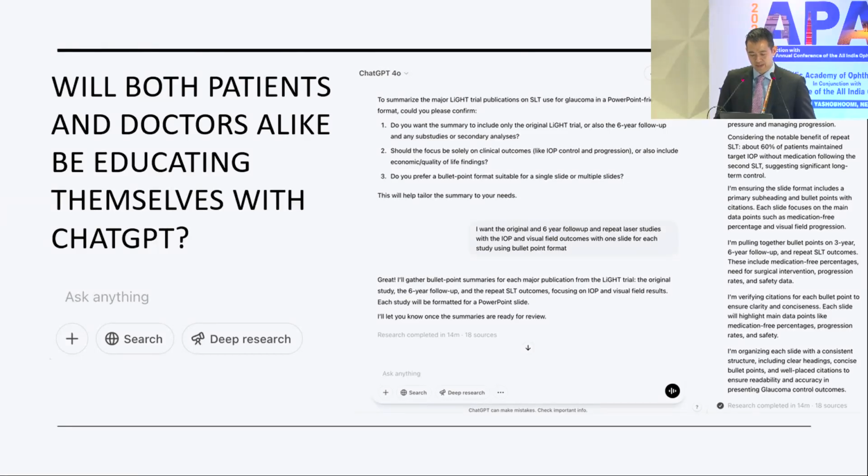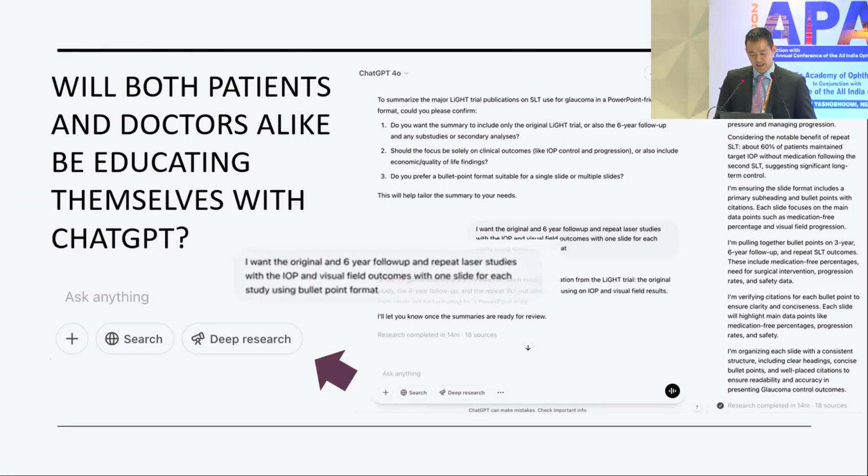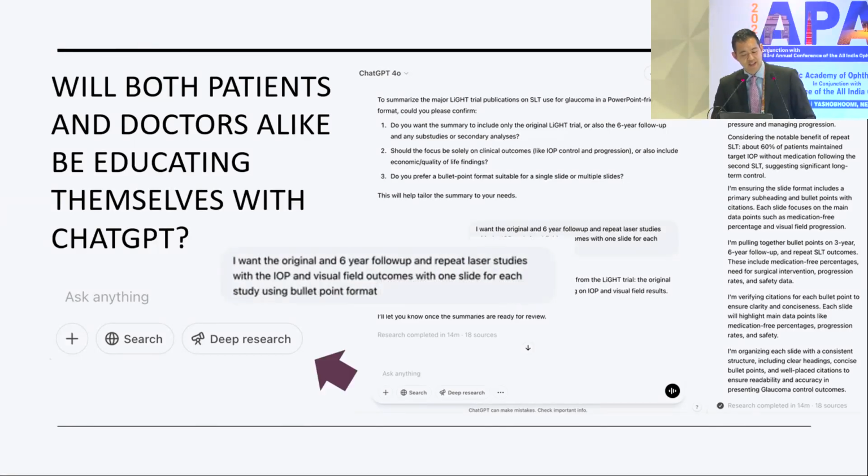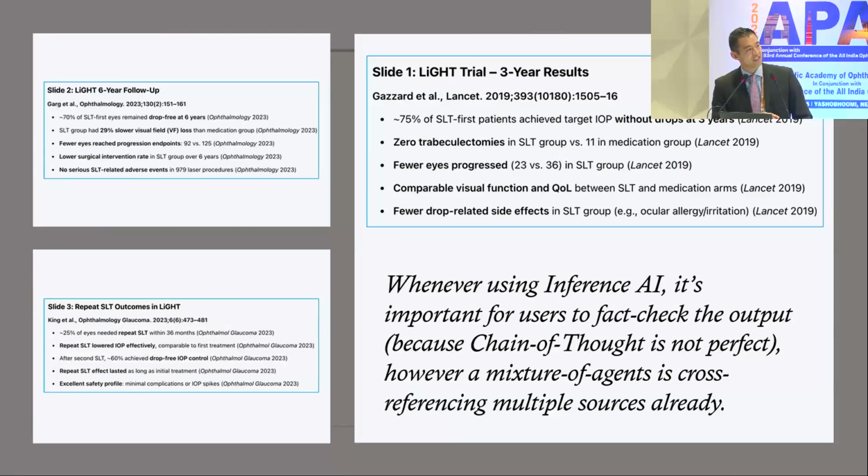So for example, let's say for this talk, I want an original and 6-year follow-up and repeat laser studies with IOP and visual field outcomes with one slide for each study using bullet point format. Click deep research. If you use the deep research methodology on ChatGPT, I just took what it produced. I cut and pasted the outputs. So it was able to summarize the LiGHT trial 3-year results. Now granted, there could be some errors in here. It's not always perfect when you use LLMs, but it's getting better and better.